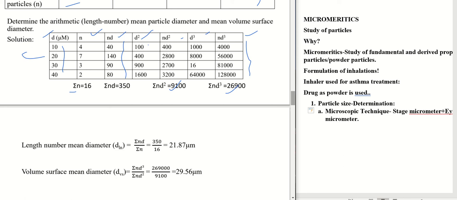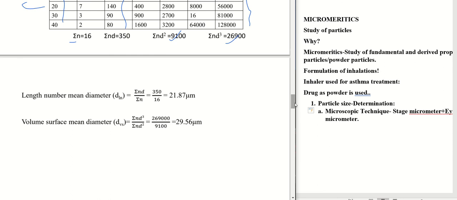Now let's see how we can use this data in getting the mean particle size. The mean diameter is equal to the length number mean diameter. We are considering only the one-dimensional length, so it is only d we will be considering. Sigma nd by sigma n is equal to 21.87 micrometers. So this is the mean diameter, the one-dimensional mean diameter.